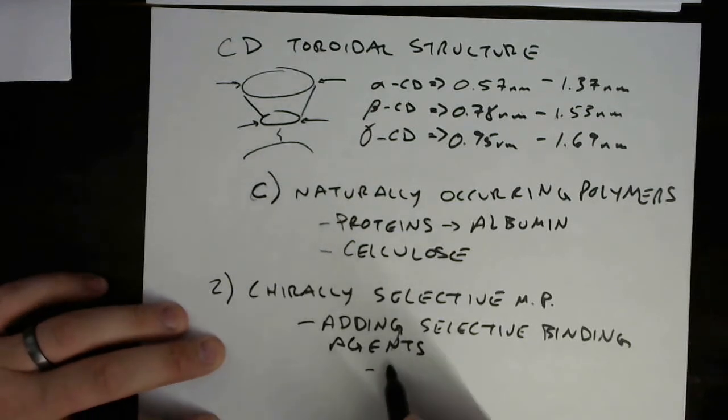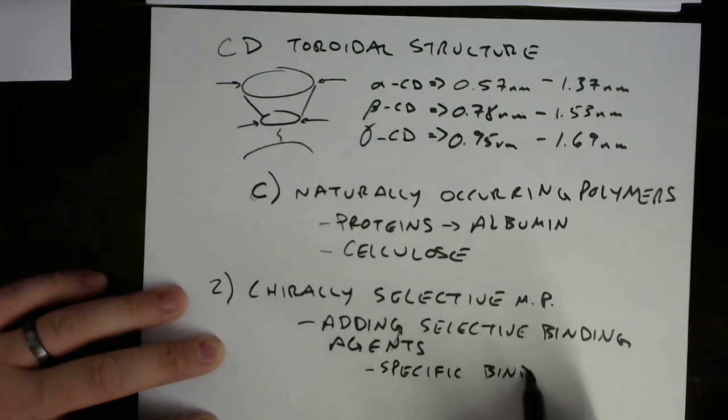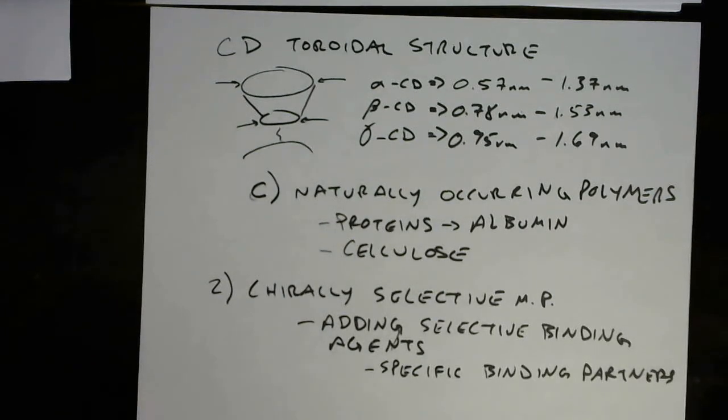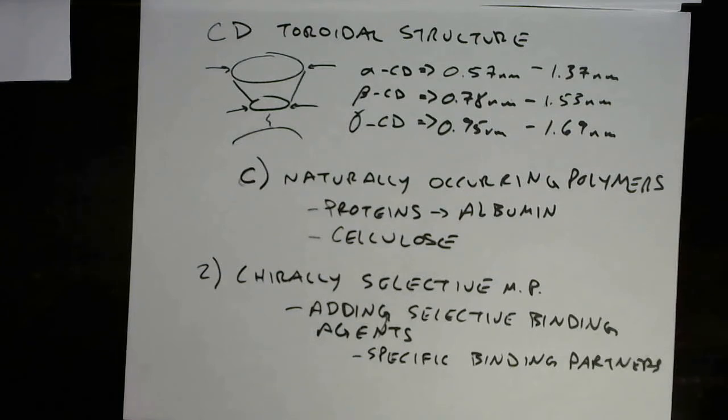So this can be done with specific binding partners. This is the idea that you have a pair of isomers and you have something that binds one better than the other. You use that something that binds one better than the other as an additive for your mobile phase. And therefore, your mobile phase will now more selectively dissolve the one that is being bound to a partner.